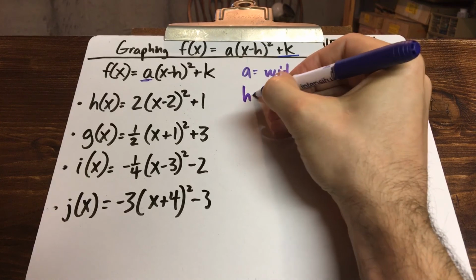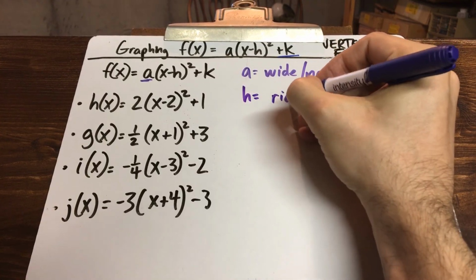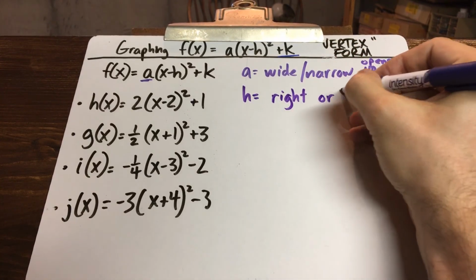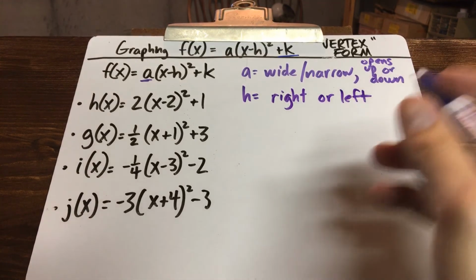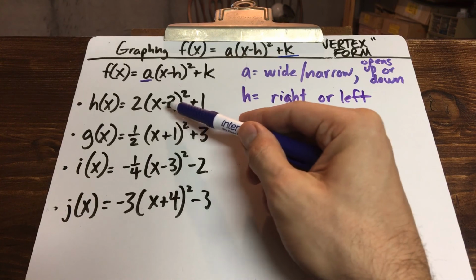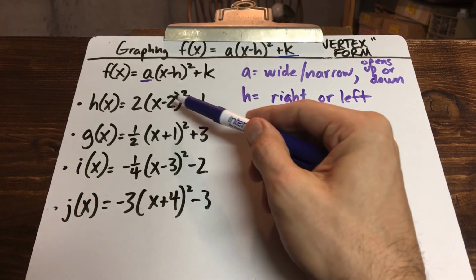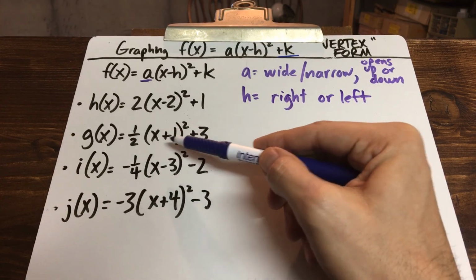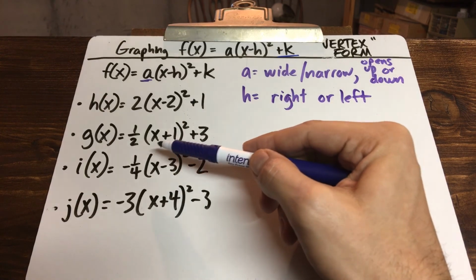The letter H tells you how far you go to the right or the left on the x-axis. Remember, it's always the opposite of the way that it looks. So this is going to be 2 to the right. -2 is actually 2 to the right. This one is actually going to be 1 to the left. +1 is going to be 1 to the left.